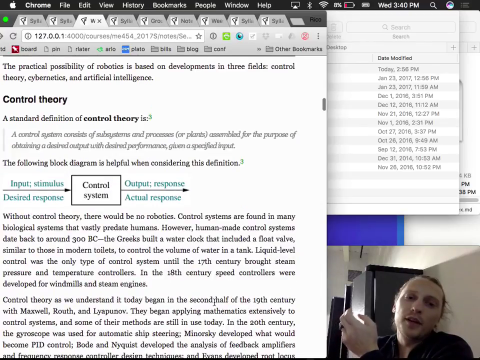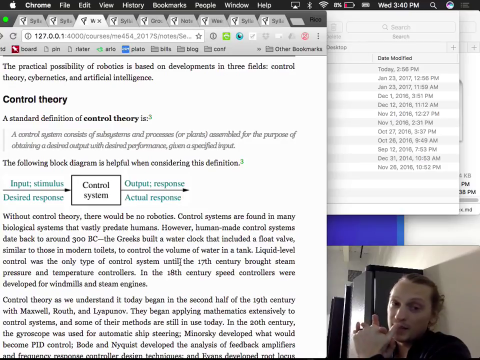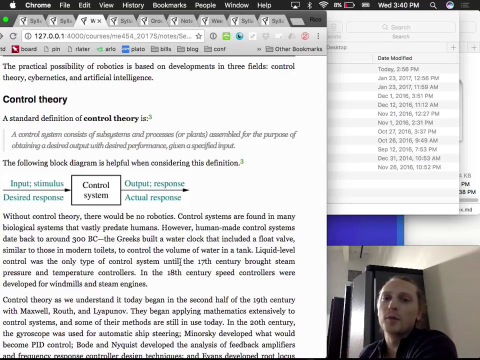So control theory, the standard definition of it, which comes from your book, I think, is: a control system consists of subsystems and processes or plants assembled for the purpose of obtaining a desired output with desired performance given a specified input. So that's a pretty standard definition. The following block diagram is helpful when considering this definition.